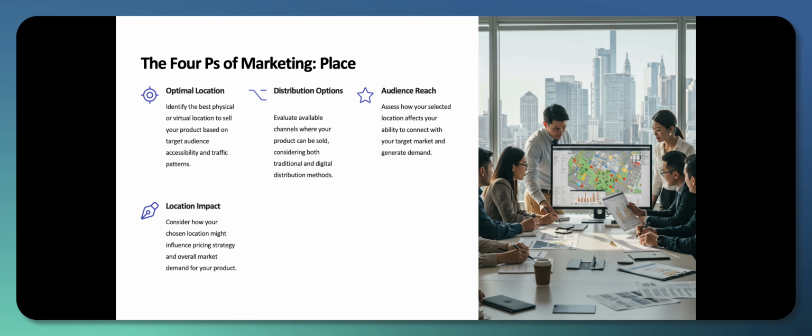Place. It's all about location, how you're going to distribute it, the audience reach, and of course the location.